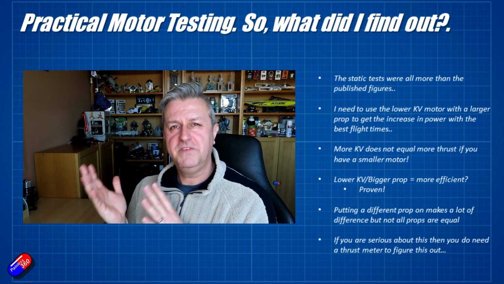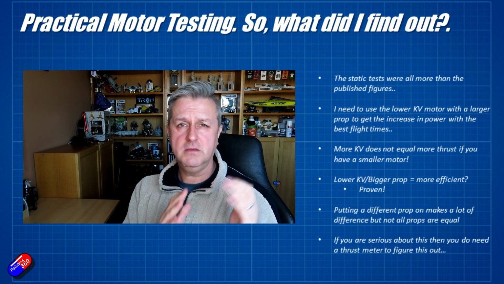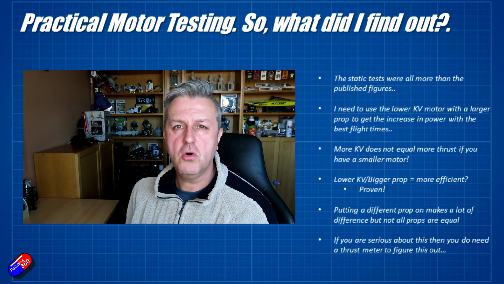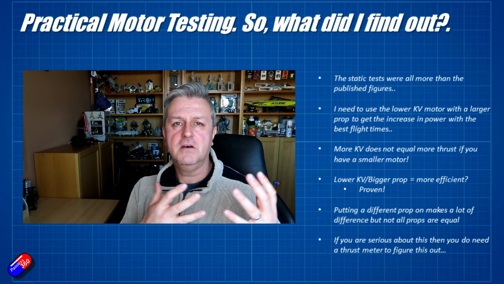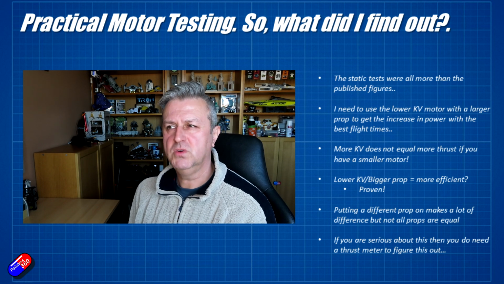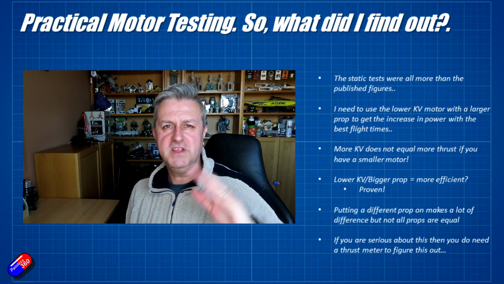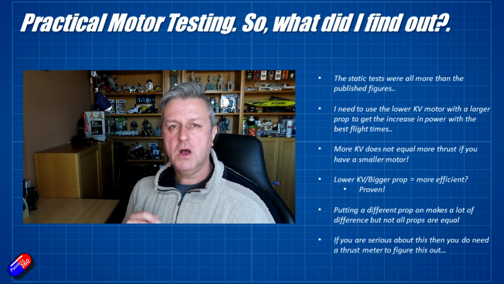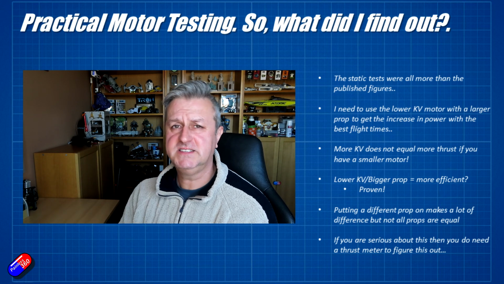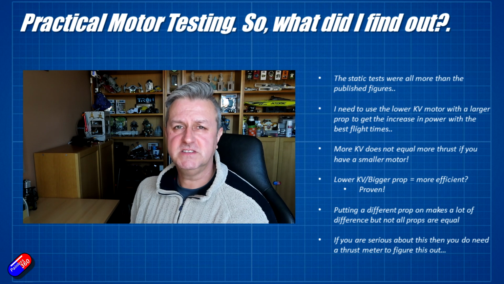If you want more efficiency, then the rule of thumb appears to apply: lower kV with larger props will typically give you a more efficient thrust than a higher kV motor with smaller props. But that's reasonably common knowledge, but hopefully you've seen that from the data. Also, hopefully you've seen that having higher kV doesn't necessarily equal a lot more thrust. It has to be a higher kV in a similar size of motor.